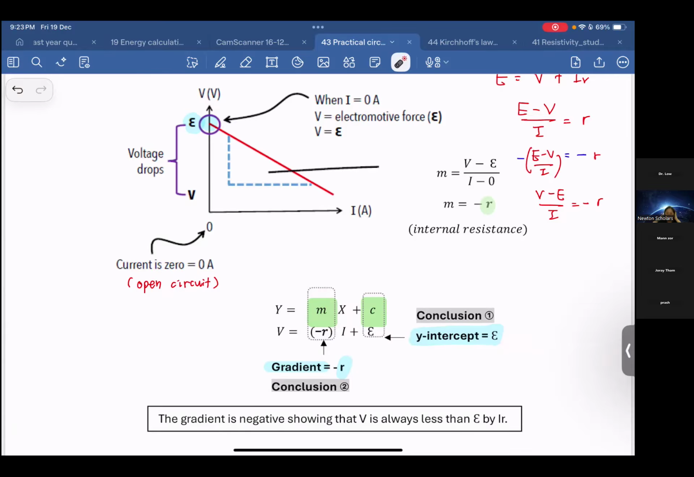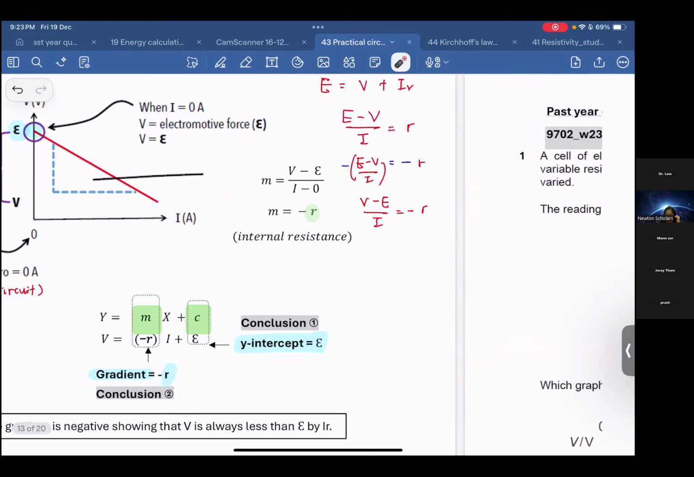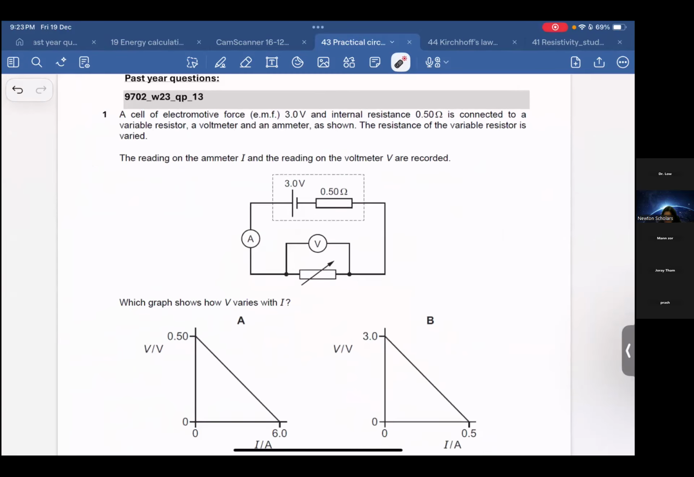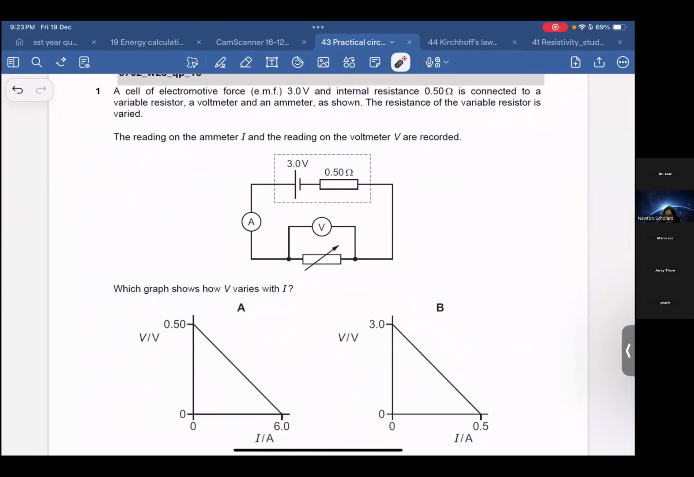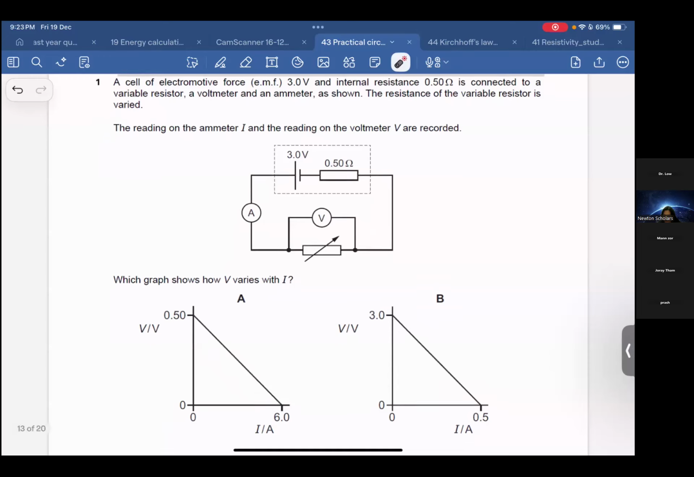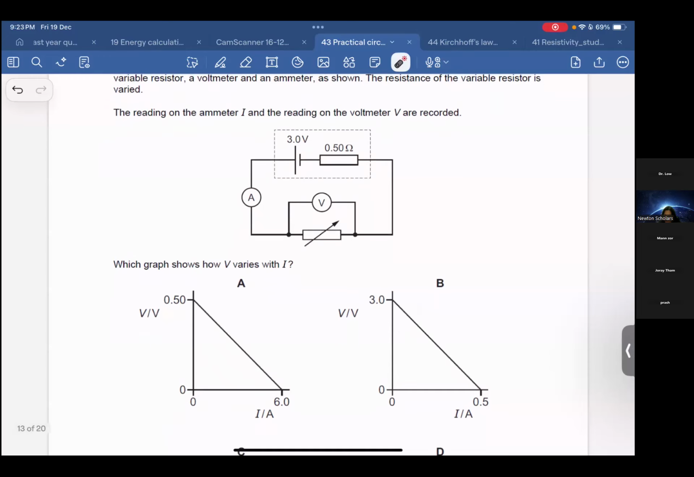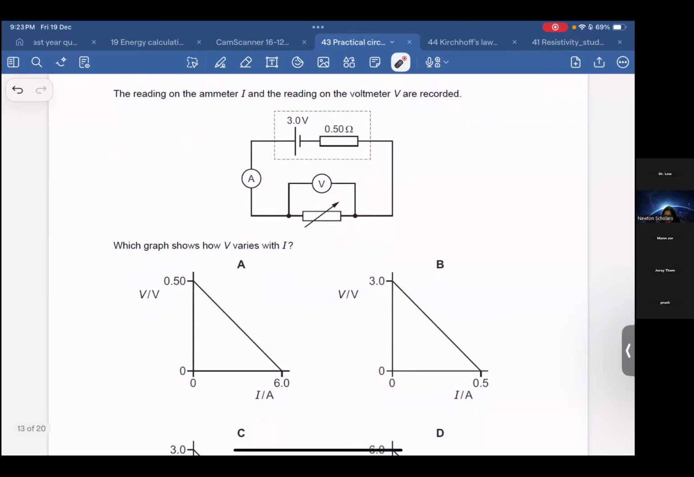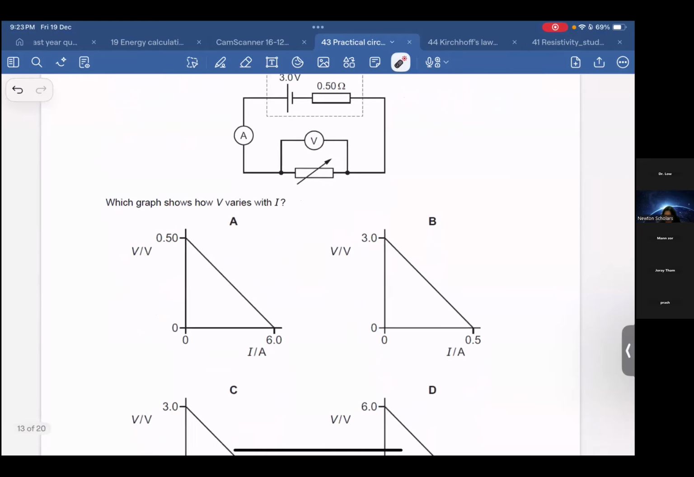Okay, then we practice, we go to the next question. Past year question here, we practice. Okay, this one is EMF 3.0 volt, internal resistance 0.5. Then we have a voltmeter and ammeter. The variable resistor can be changed. So I record the readings on the ammeter and voltmeter. Which one is the correct graph?